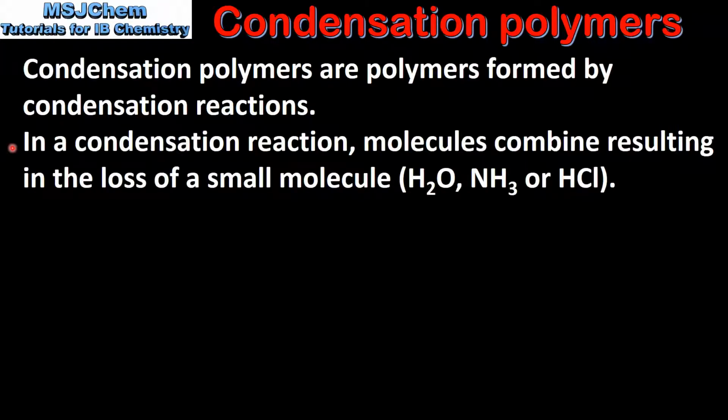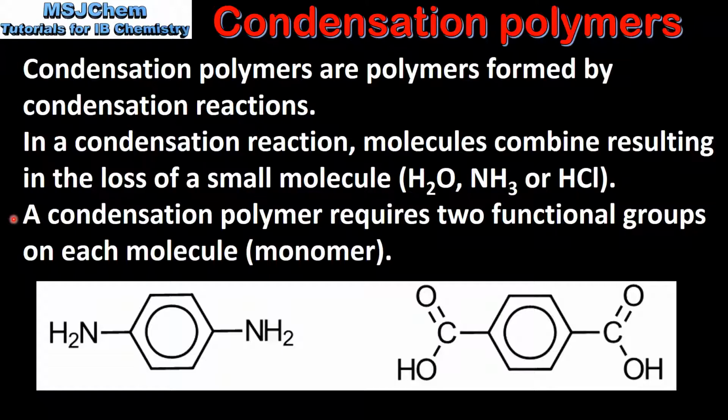Condensation polymers are polymers formed by condensation reactions. As we saw previously, in a condensation reaction, molecules combine, resulting in the loss of a small molecule. The small molecule can be either H2O, NH3, or HCl. A condensation polymer requires two functional groups on each molecule or monomer.